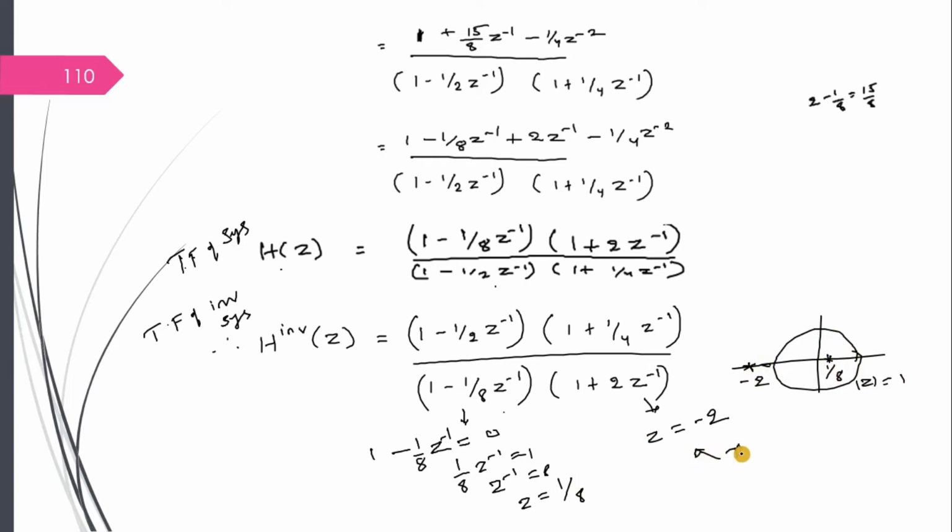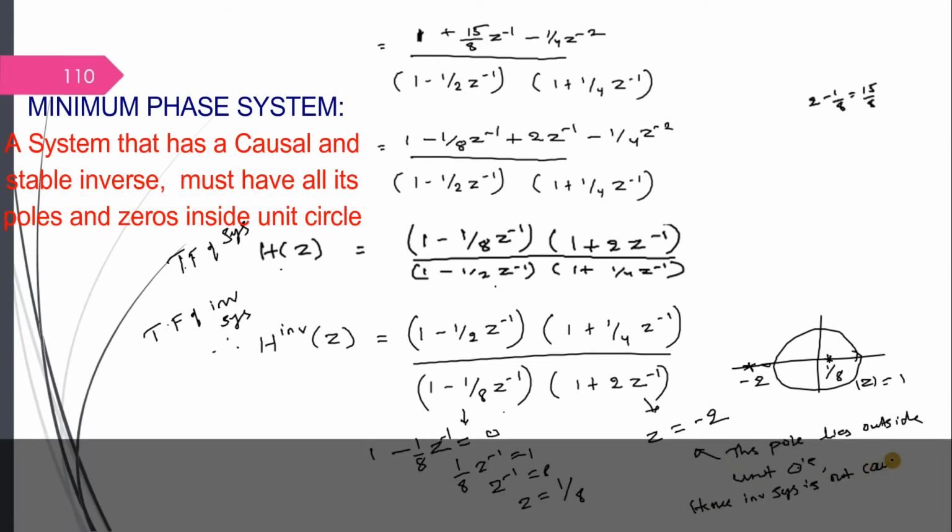As this pole lies outside the unit circle, what's the conclusion? The conclusion is that hence the inverse system is not causal and stable. Any one of them can be based on it. So here it is not causal and stable. That's what has been asked. We came to this conclusion. Okay, so these are the two varieties of inverse system.